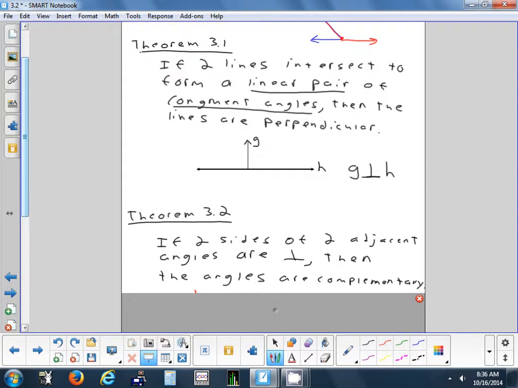Basically, okay, if two sides of two adjacent angles are perpendicular. So if you have two sides that are perpendicular, that's at the beginning. If you have two sides that are perpendicular, it was at the end of Theorem 3.1. Okay. So there's a little bit of a relationship here. So if two sides of two adjacent angles are perpendicular, then the angles are complementary.